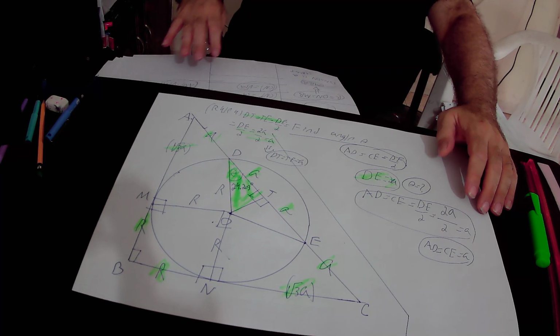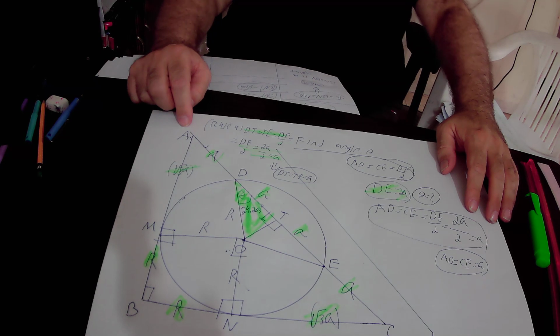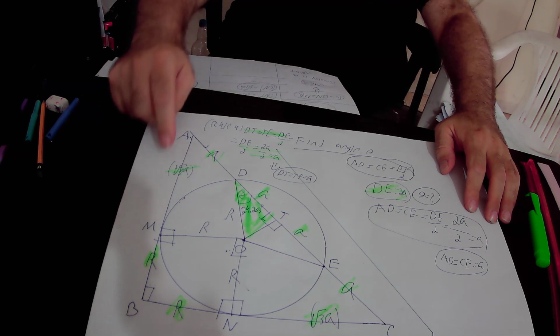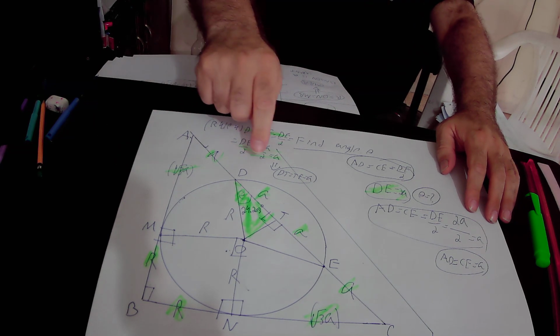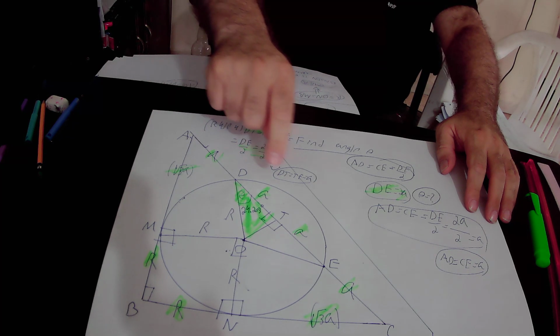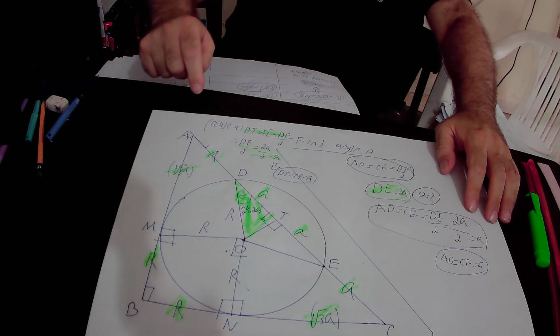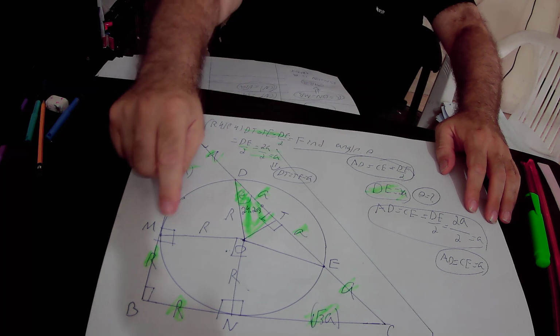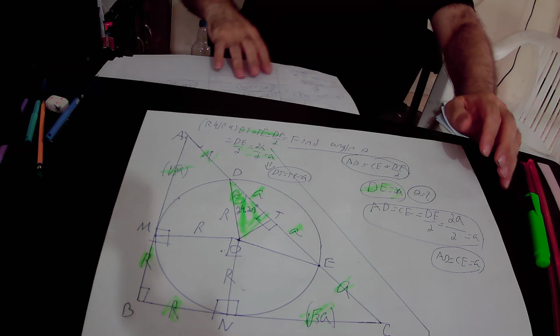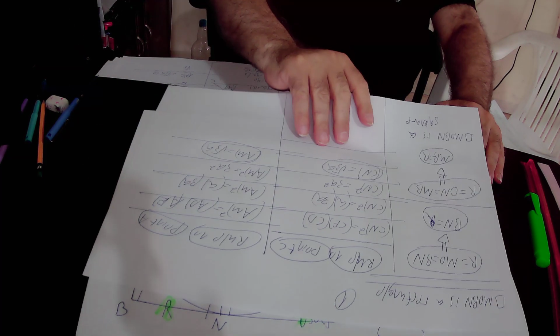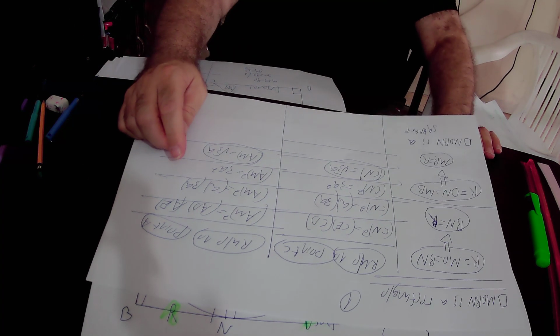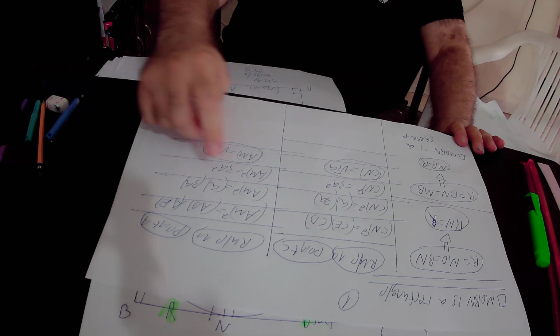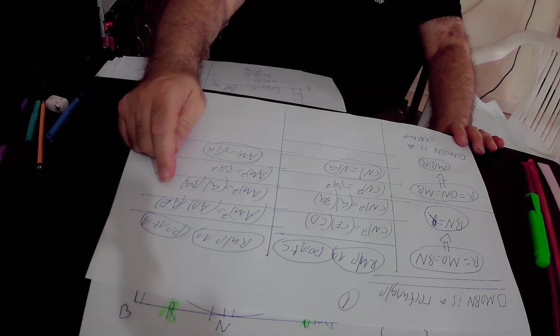Likewise, we focus on the common external point A. From the common external point A, we have tangent AM, and we have this straight line that intersects this circle at points D and E. Therefore, according to rule number 10, AM square equals AD times AE.